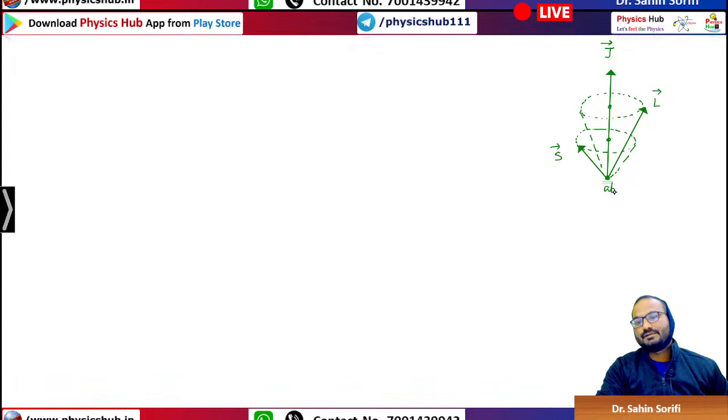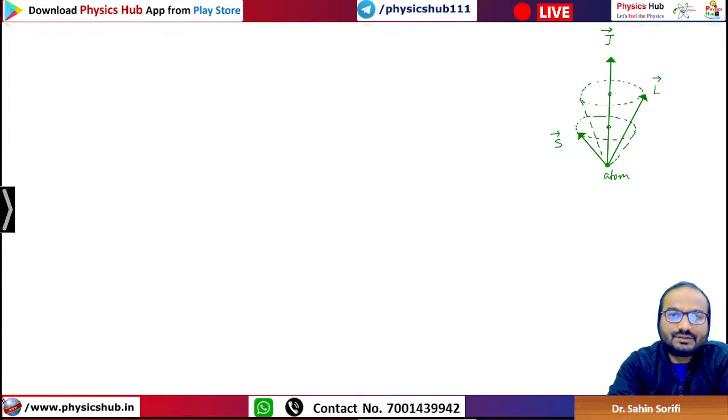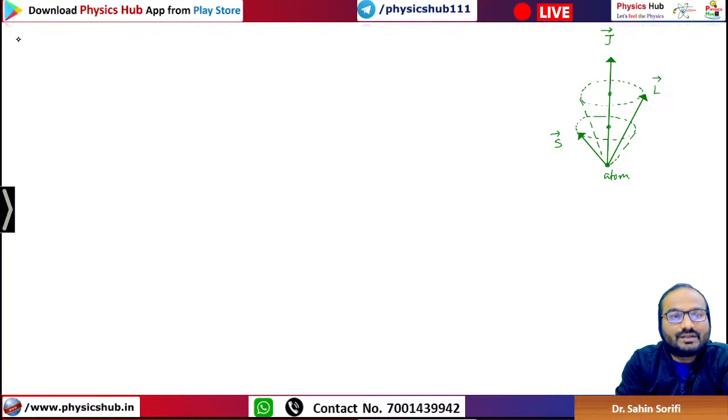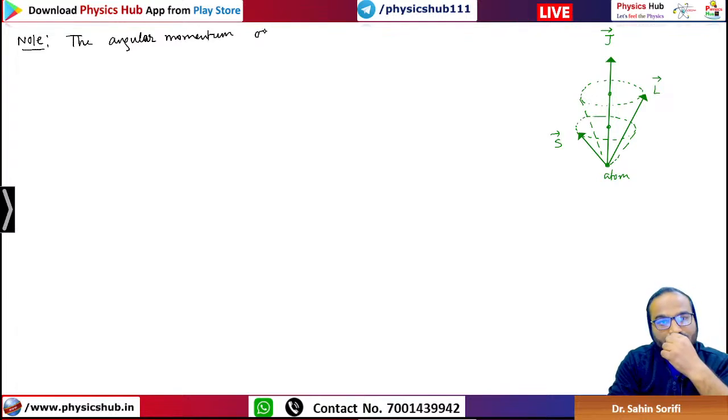So that is here. Write a few lines which are very necessary for you. The angular momentum of the orbiting electrons or the atomic electron.